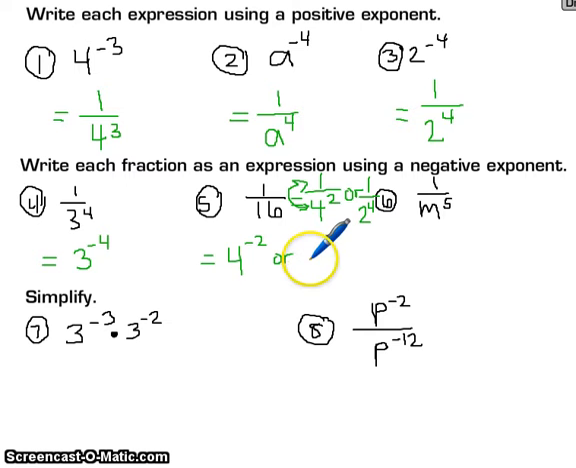If I change the other one we got, you could also write it as 2 to the negative fourth. Now it just happened that the numbers were very similar, the 4s and the 2s. That's not always the case. So really keep in mind what number you're looking for.